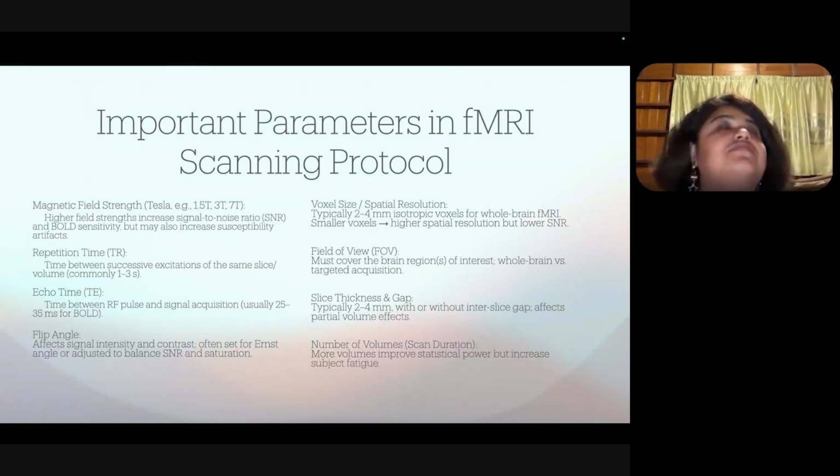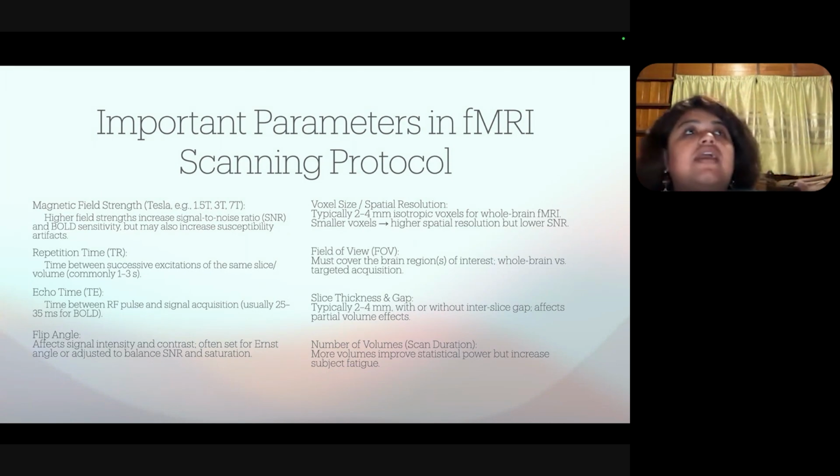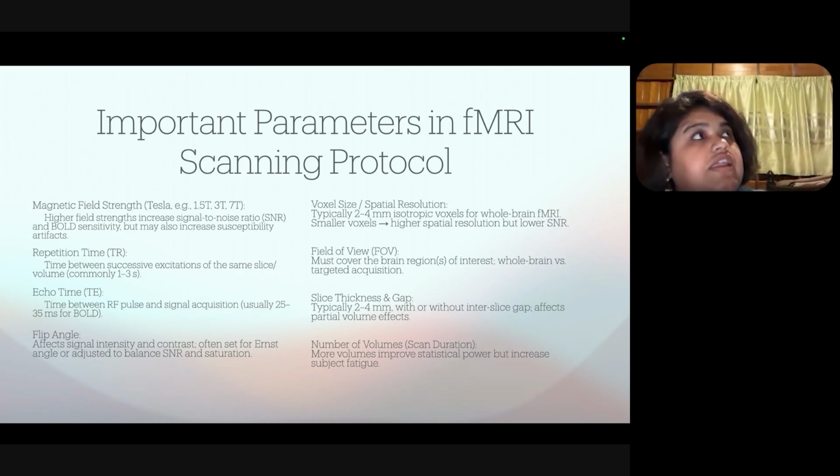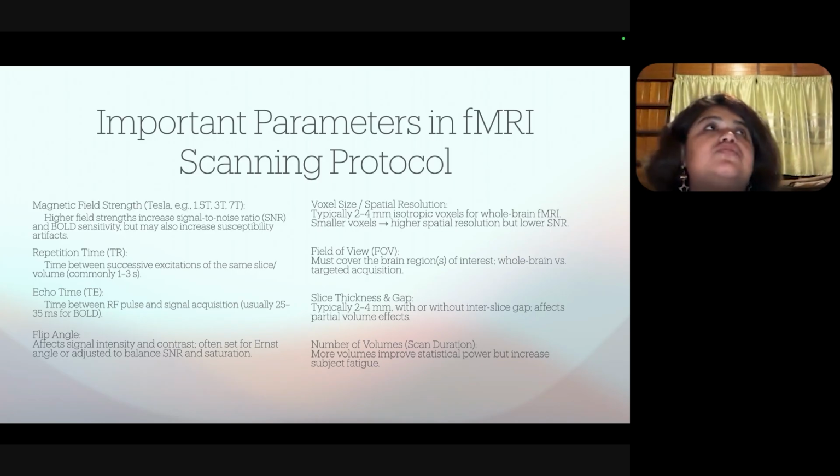Then we have flip angle. Flip angle is a very common concept of physics. This is basically the angle by which the distortion in the magnetic field is taking place. Usually when you are setting a protocol, it is kept at 90 degrees, but if one needs, they can go up to 120 degrees. But again, if one increases the flip angle too much, there is a chance that the signal to noise ratio may be affected. So, based on the task they are studying and the neural mechanism they are studying, they should fix their flip angle.